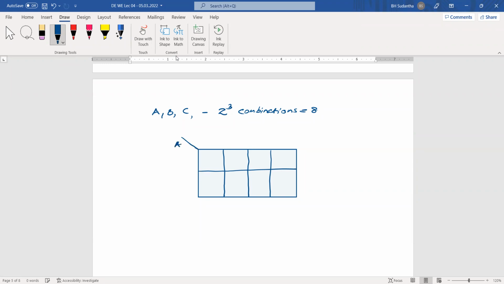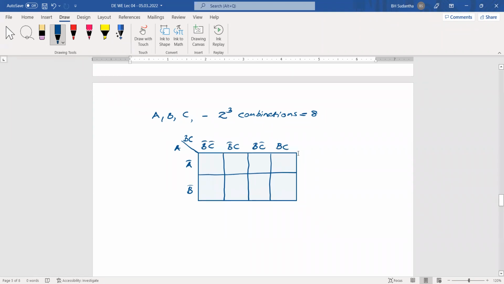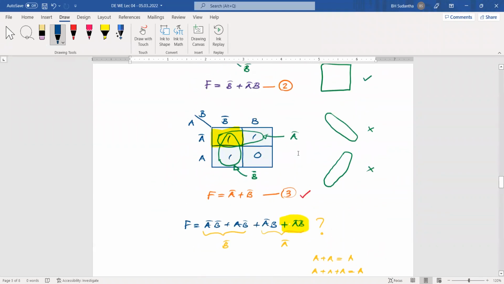And here, this is side A. We have A bar, B bar, and this is side BC. Then we'll have B bar C bar, B bar C, and B C bar, then BC. Okay, let me explain the previous one again here.